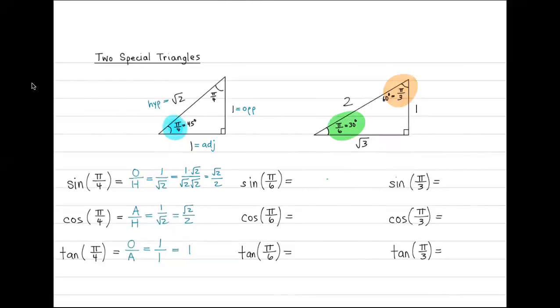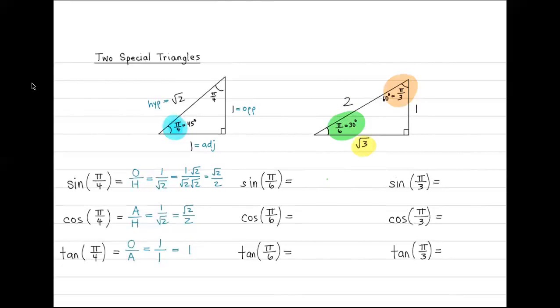So we can use this triangle to work out the sine, the cosine, and the tangent for both of those angles. Now, it's really important that we pay attention to how these sides are labeled. For example, the root 2, or the 2, is always the hypotenuse side. So that one's usually where I start in terms of labeling the sides of my triangle.